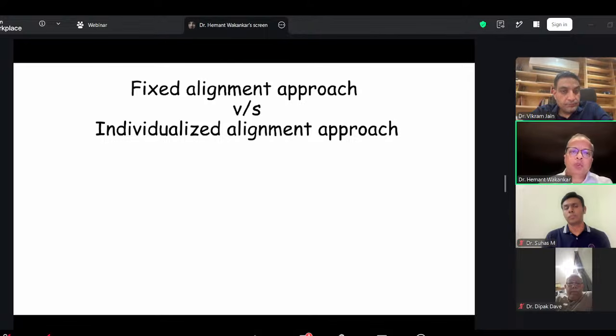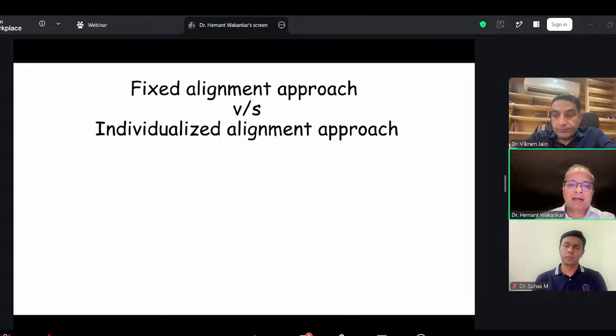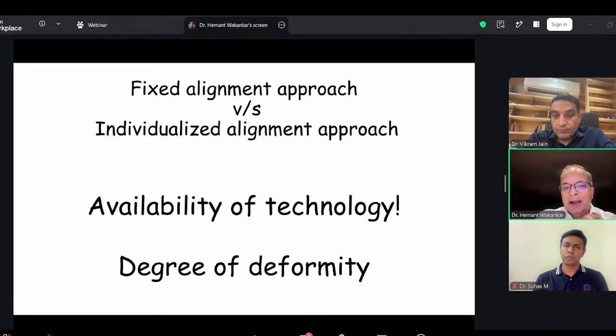So whether you should have a fixed alignment approach for all patients or should go for an individual alignment strategy is something that a surgeon has to take note of. And I think the important aspect is that we have heard a talk on kinematics that is actually doing the surgery without the use of technology. But I believe that the use of technology is mandatory for alternative alignment strategies, because you can be absolutely sure what degree of varus you are ending up in. That is the availability of technology.